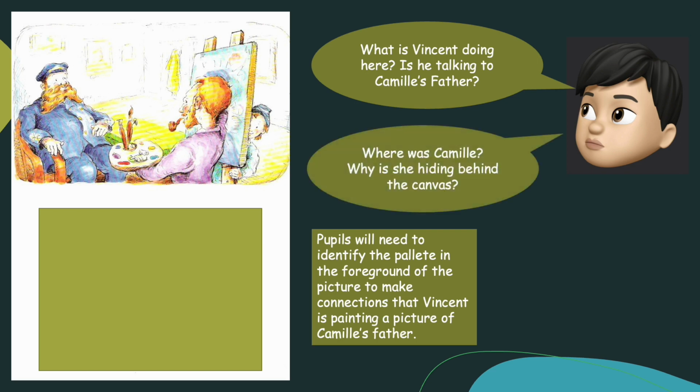The next question that the teacher can ask is, where was Camille? Why is she hiding behind the canvas? For this question, pupils will need to identify that Camille was behind the canvas. Why was she hiding? Pupils will need to make the connections or give different opinions. Some will say, oh, she is helping to support the canvas. Others will say, she's there so as not to disturb the artist's painting.